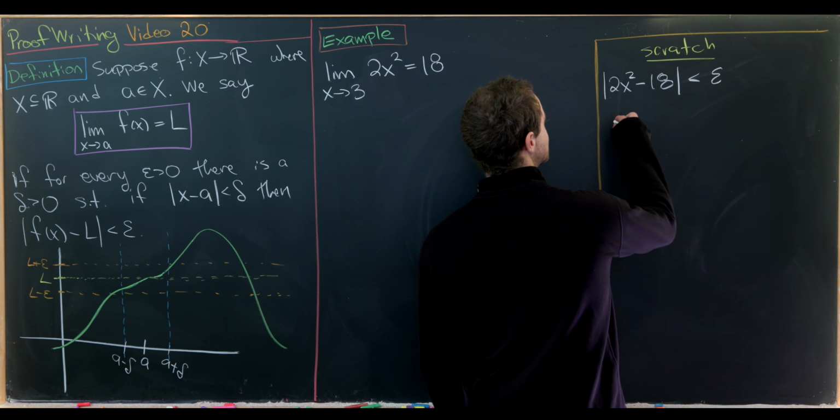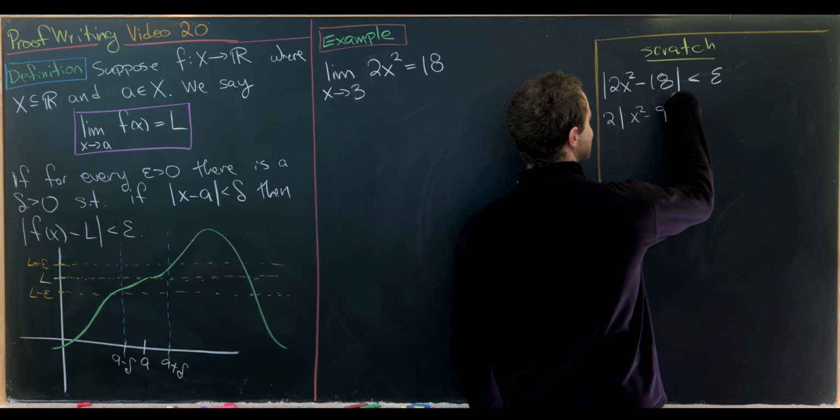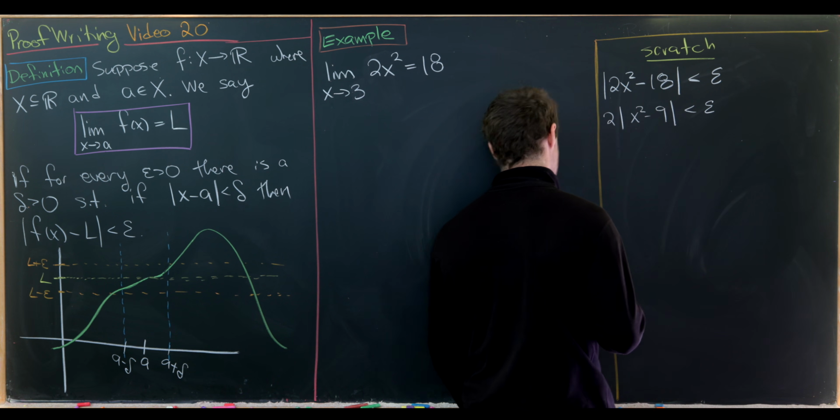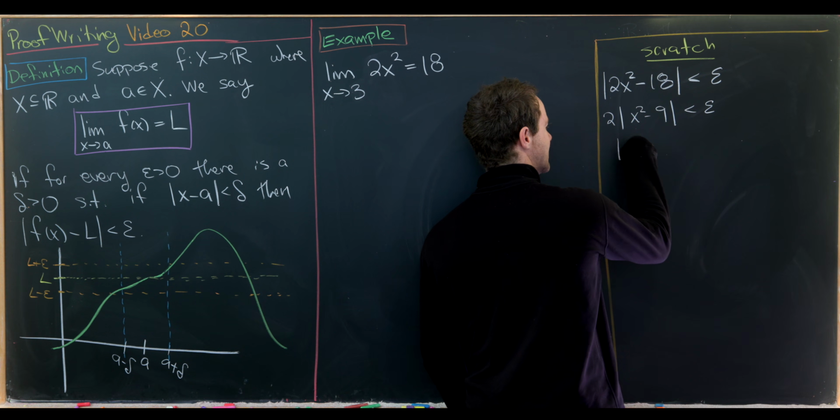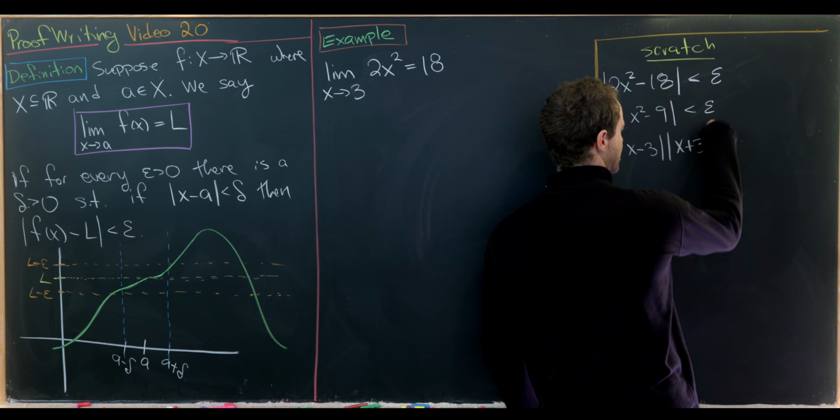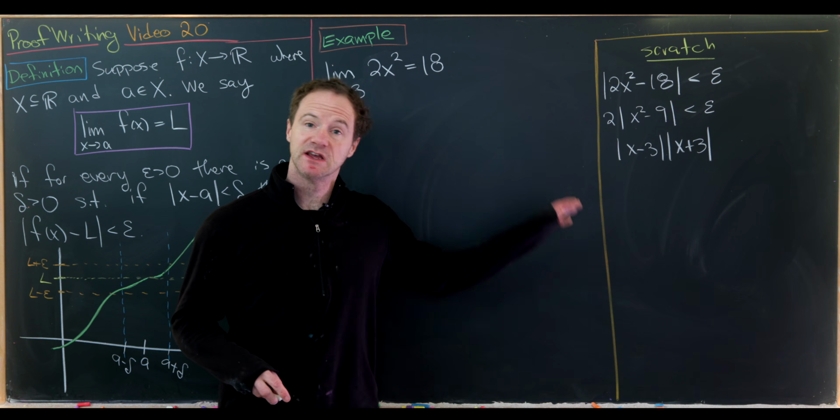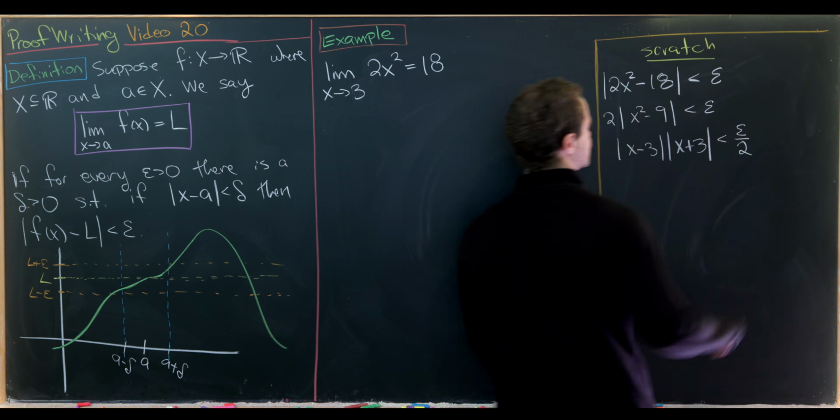We can divide a 2 out of this, giving us 2 times the absolute value of x squared minus 9 is less than epsilon. Then maybe do a couple steps at once. This factors into x minus 3 times x plus 3. I can write both of those in absolute values. And then dividing by 2, we have that's less than epsilon over 2.